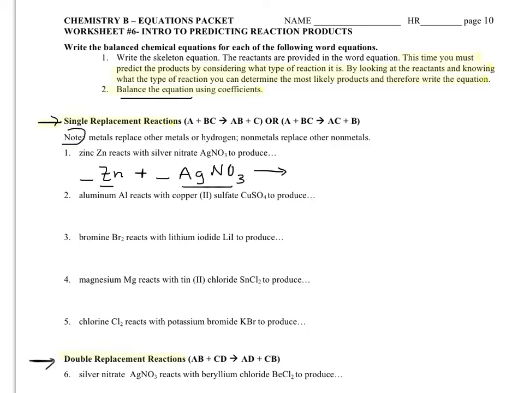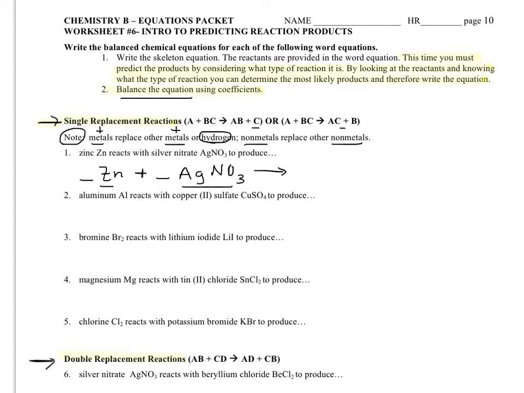What you need to remember is this note right here. Metals, in other words, positively charged things that we find on the left side of the periodic table, replace other metals that are also positively charged, or hydrogen, which isn't a metal but has a positive charge. So metals replace metals, in other words, positive things replace positive things, and vice versa. Nonmetals, which have negative charges, replace other nonmetals. Negatives replace negatives. Those things over on the right side of the periodic table.